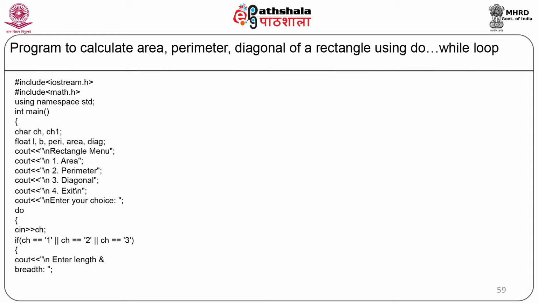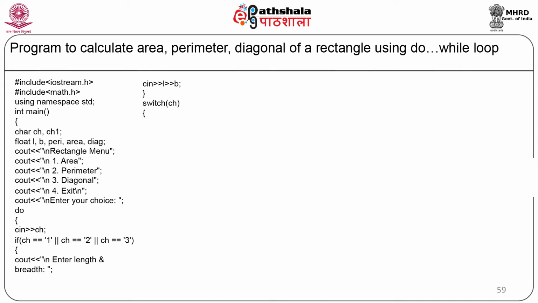Cout, the rectangle menu that is displayed to the user is 1 for area, 2 for perimeter, 3 for diagonal, 4 for exit. We are taking the value from the user as enter your choice. Now the do loop will start. We are taking the value from the user, cin ch. Now if choice is equal to 1, 2 or 3, we will display the message to the user, enter the length and breadth. We will take the values as l and b.